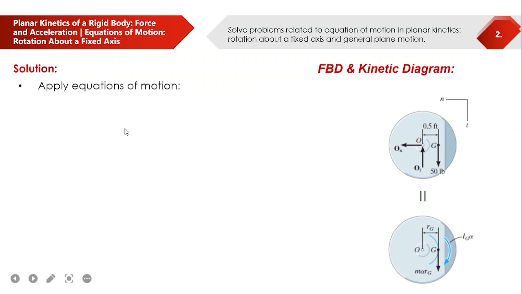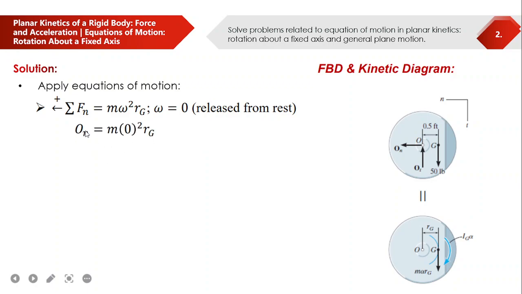Okay, so applying equations of motion, for our normal component, it will be equal to zero since the angular velocity is equal to zero since it was released from rest. Therefore, your O sub n, or the normal component of the reaction at point O, is equal to the mass times the angular velocity, which is zero since it's released from rest, squared, times r sub g. Therefore, the normal reaction at point O is equal to zero. So that's your first unknown.